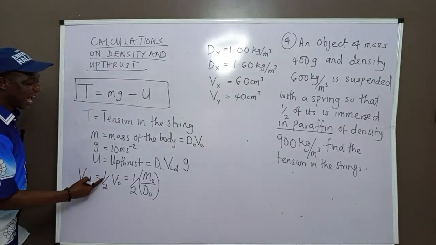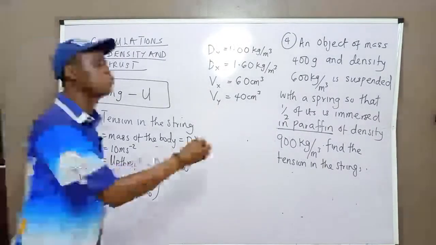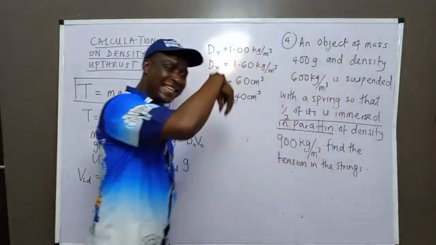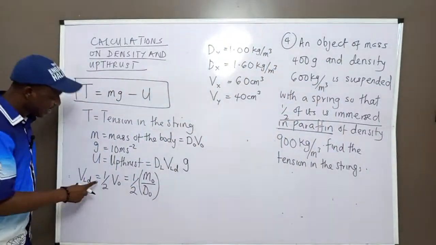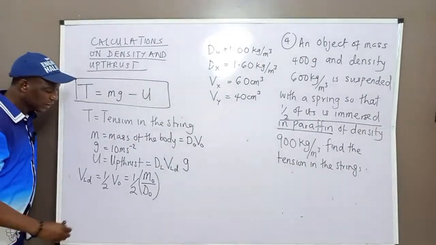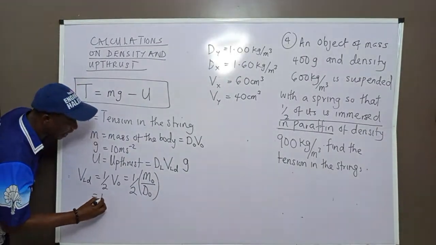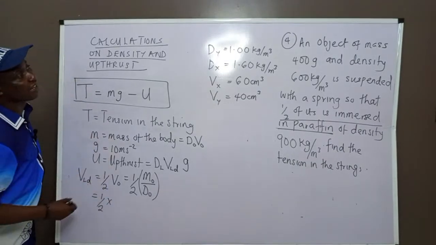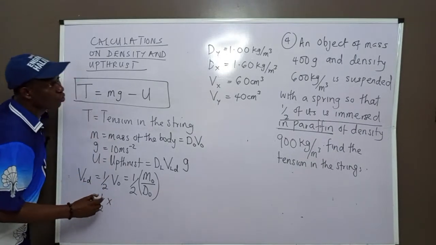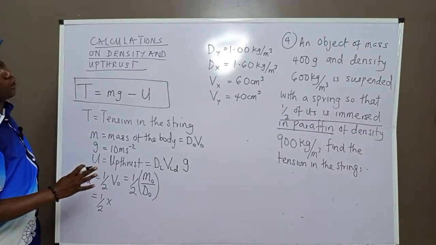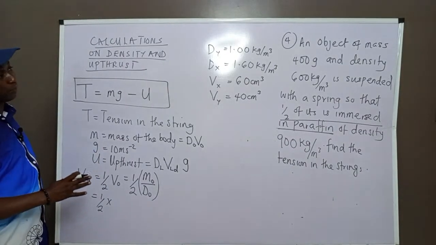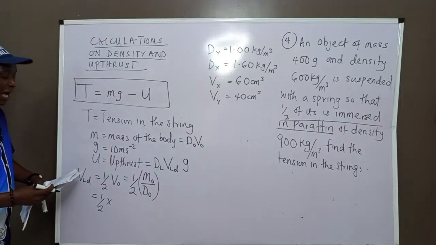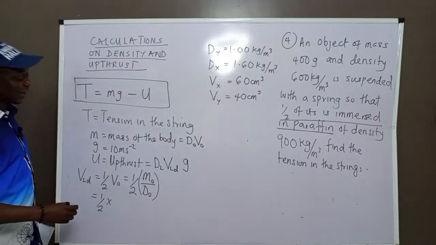Why do I take half volume? Because it's only half of the entire object that is inside the paraffin. So that's why I take half. So in that case, we are going to have half times the mass of the object. Don't forget to convert the mass to kilogram. According to the question, the mass is in gram, so I have to convert to kilogram.